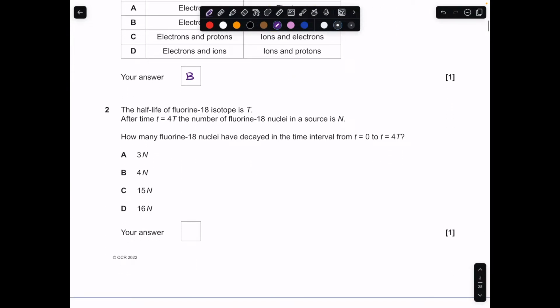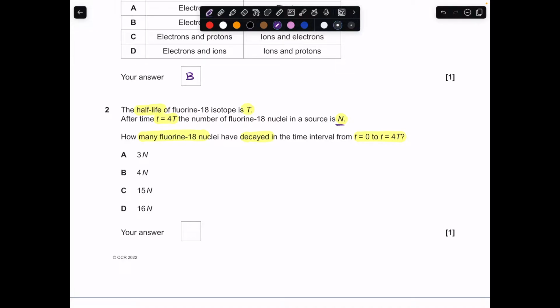Now, for question number 2, we are given that the half-life of the fluorine-18 isotope is T. After a time equal to 4 times the half-life, the number of fluorine-18 nuclei in a source is N. How many fluorine-18 nuclei have decayed in the time interval from 0 to 4T? So in 4 half-lives basically, after 4 half-lives the number of fluorine nuclei present was N.